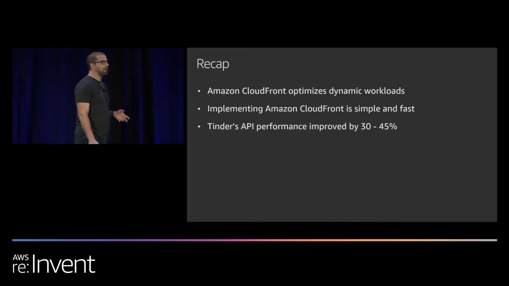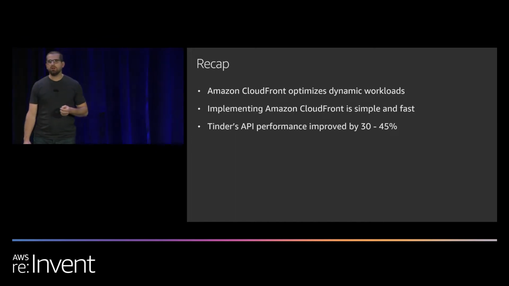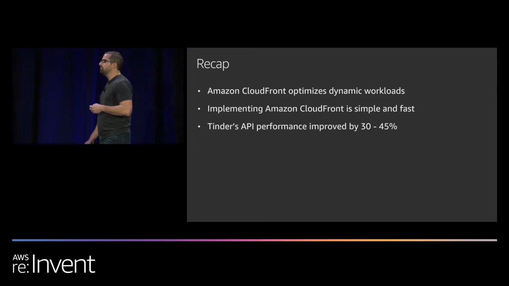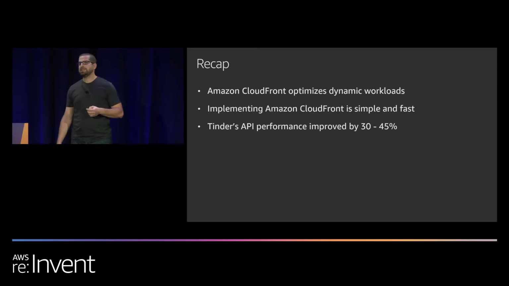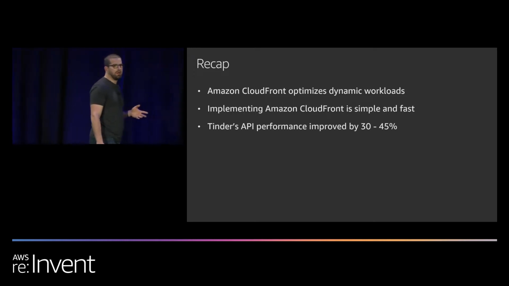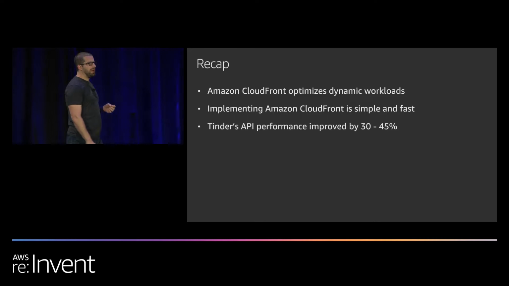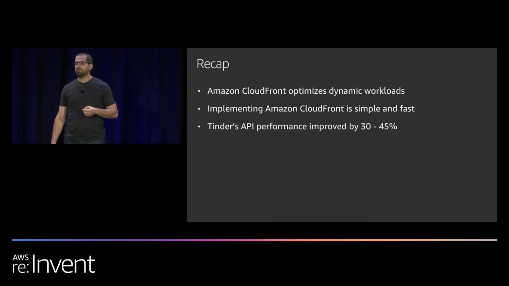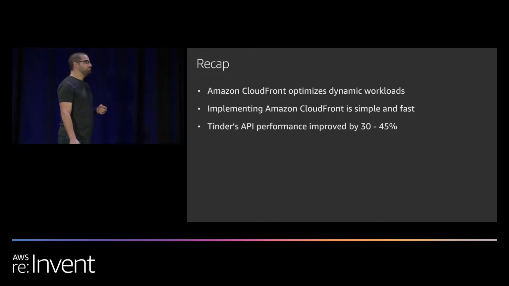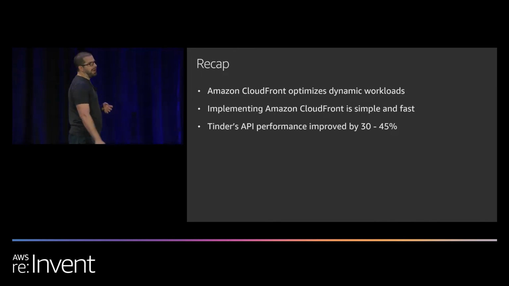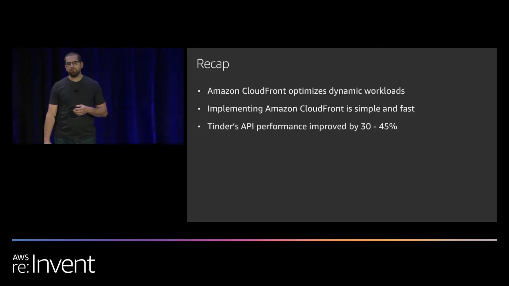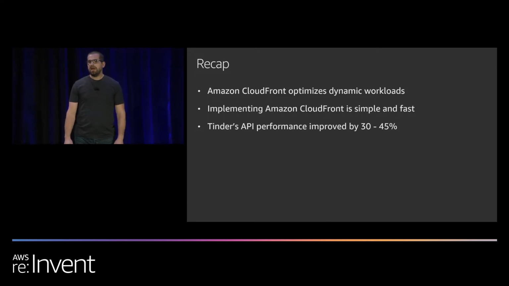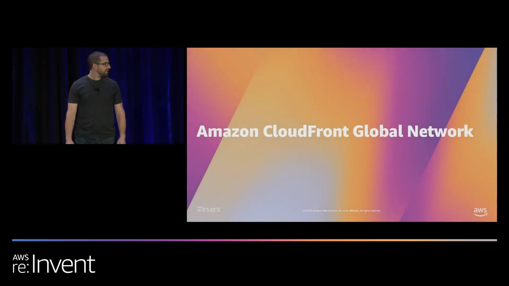So just to recap, Amazon CloudFront is for our dynamic workloads. We are experimenting with using CloudFront on our static content. In fact, our episodic series called Swipe Night, which some of you may have heard about, that happened 4 weekends in October, that interactive series content was hosted on Amazon CloudFront. And we're going to continue to expand that throughout 2020. Ultimately, implementing Amazon CloudFront was simple and fast, and our API performance improved by 30 to 45%. With that being said, I'm going to bring Tino back up on stage, and he can talk about some of the improvements under the hood that made that possible.